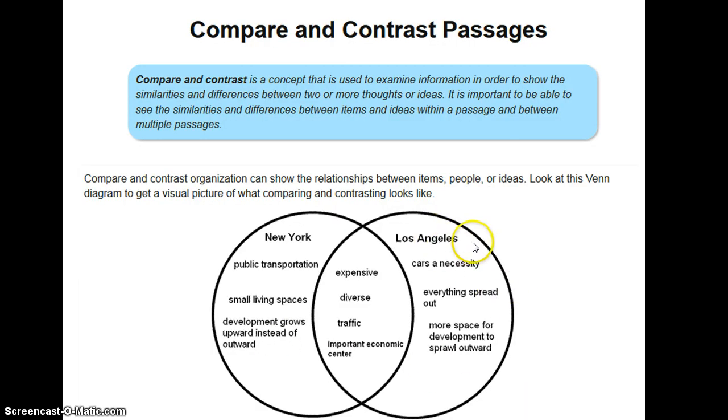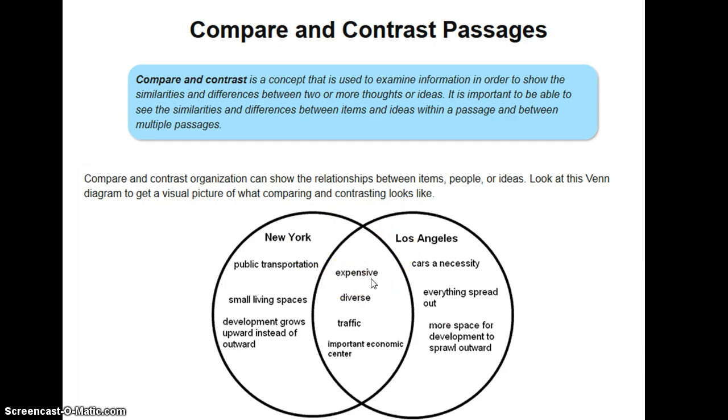Los Angeles, on the other hand, cars are a necessity. There is no good public transportation. Everything is more spread out. They have lots of land and room out there. So in Los Angeles, you're able to have a yard and more parks, and they can keep adding to the area around Los Angeles. They keep adding suburbs and expanding the surrounding areas, so they have more space to develop in a more outward sprawl.